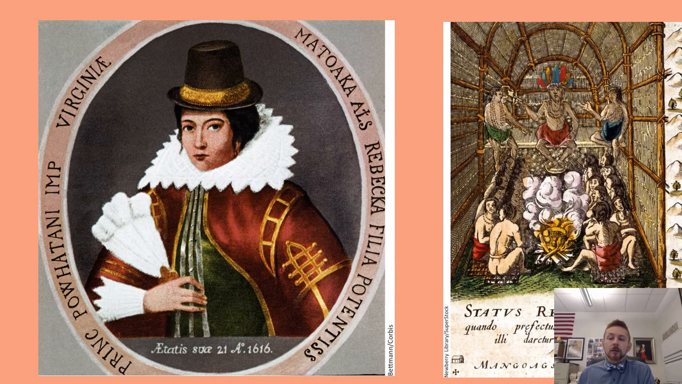sitting on his throne. John Smith famously recorded that he was captured and almost executed by Powhatan, and then Pocahontas saved him, but that story is largely a fabrication and probably misrepresents what was really going on there.